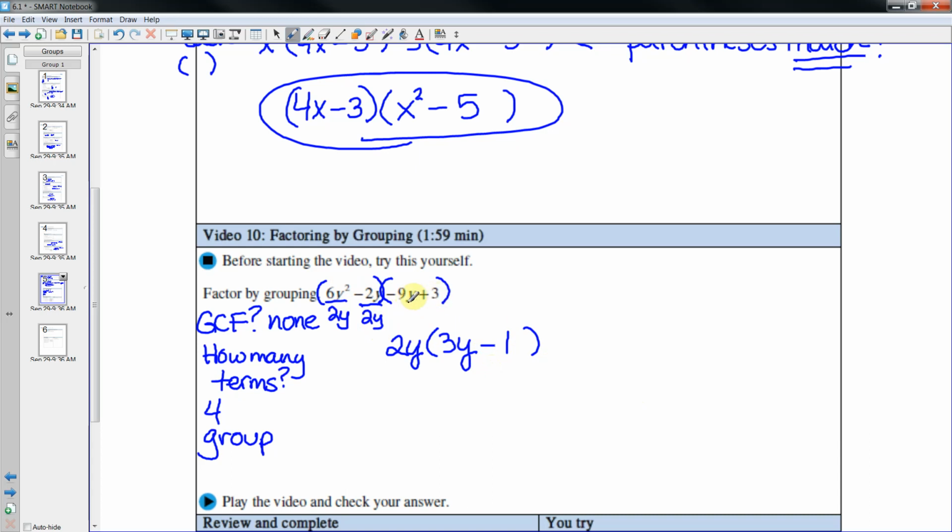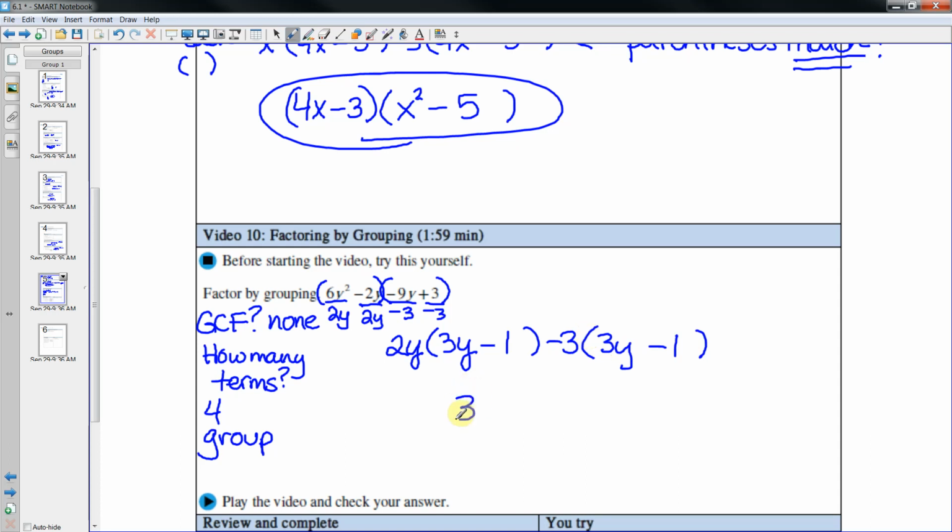For 9 and 3, I could take out a 3. And that, I can't take out a y because I don't have a y with 3. But I need to take out a negative because I have a negative with that 9. So I'm going to take out a negative 3. So that's going to leave me 3y minus 1. Parentheses match. Now, if I had not done the negative 3 in that second parentheses, my signs would be off.